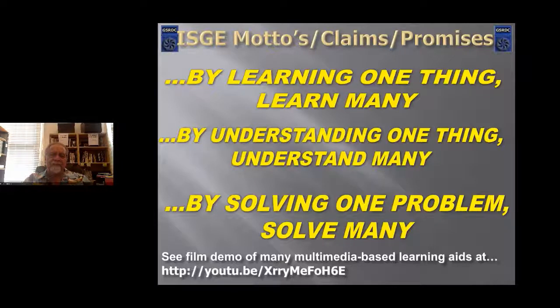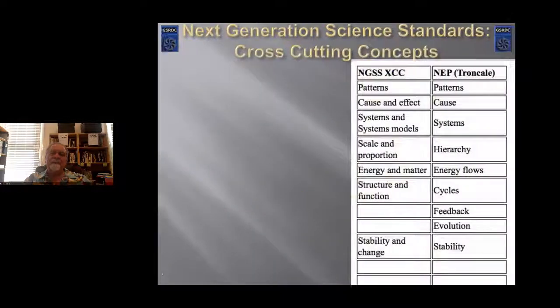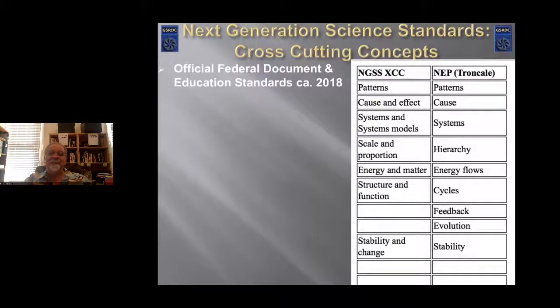There is a YouTube already after the first year of trying to do research on ISGE, and it has that URL right there. You can go to it. And it was produced on campus. But also, this came from Peter Tuddenham, who's sponsoring this. The new science standards have a lot of cross-cutting concepts. This was a federal document offered in 2018. This is some 30 or 40 years after I started ISGE.